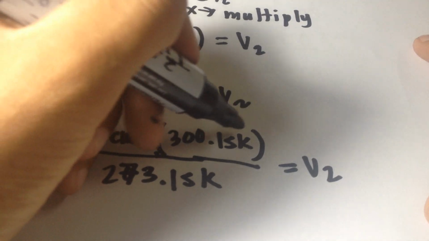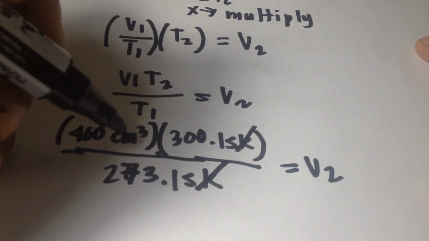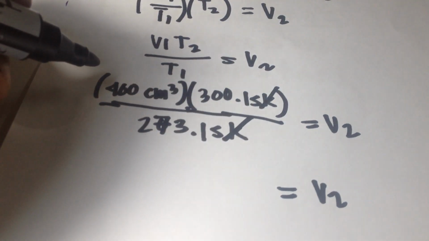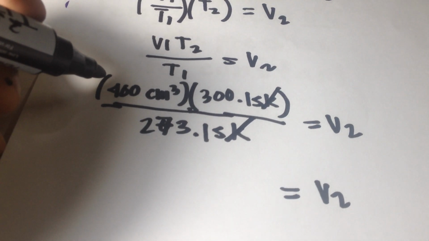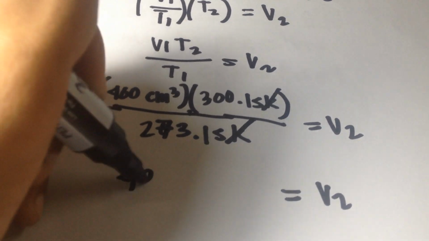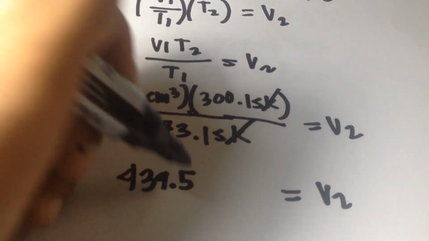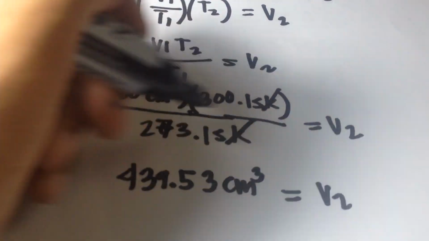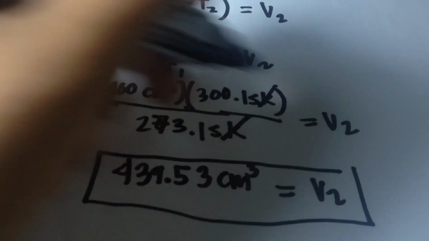So Kelvin cancels out, and what is left is cubic centimeters. Volume 2 equals 400 times 300.15 divided by 273.15, which equals 439.53 cubic centimeters. So that's your final answer.